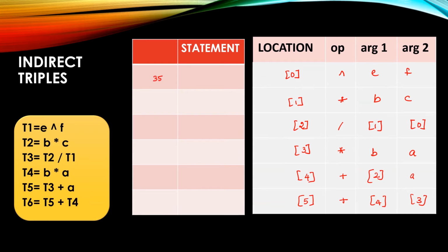For indirect triples, we have to just write down the extra array for noting down the pointer values of the location. So, in the 35th index, the location value of 0 will be stored, in 36 the location value of 1 will be stored, in 37 the location value of 2 will be stored, in 38 the location value of 3, in 39 the location value of 4, and in 40 the location value of 5 will be stored. Thus, this array representation helps to quickly determine the position of the location where the value is stored.